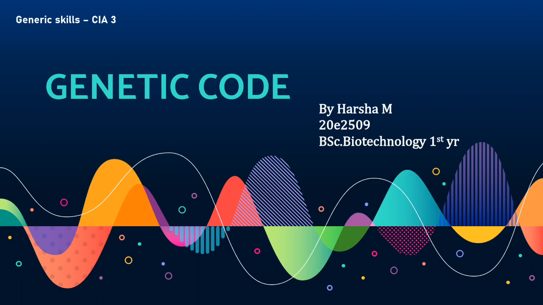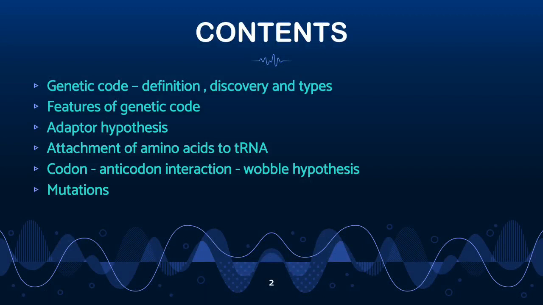Through this presentation, we'll take a close look at the genetic code, which allows DNA and RNA nucleotide sequences to be translated into the amino acids. This is the contents. First, we'll be looking into genetic code, its definition, discovery, and types, and then we'll move on to the features of genetic code, and then we'll be seeing some hypotheses like the adapter hypothesis, and we'll see how amino acids are attached to the tRNA and the codon anticodon interaction, which leads to wobble hypothesis and different types of mutations.